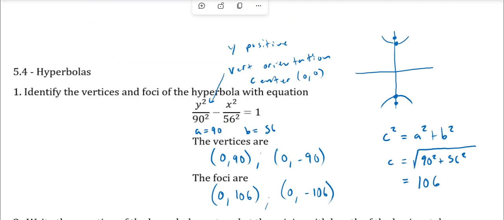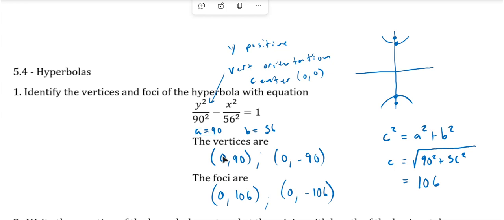Let's begin with the guided notes. Question number 1 asks us to identify the vertices and foci of the hyperbola associated with this equation. Notice that we can easily pick out what's a and what's b. Y, being the positive term, tells us this is a vertically oriented hyperbola. And noticing that there are no h and k values, the center is at (0, 0).